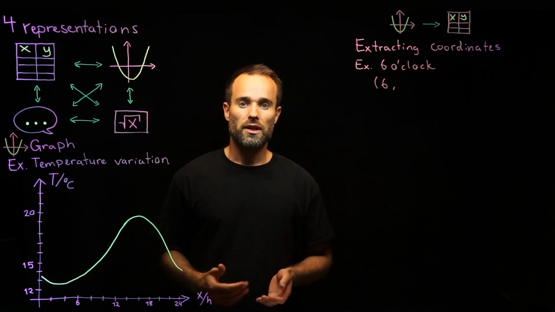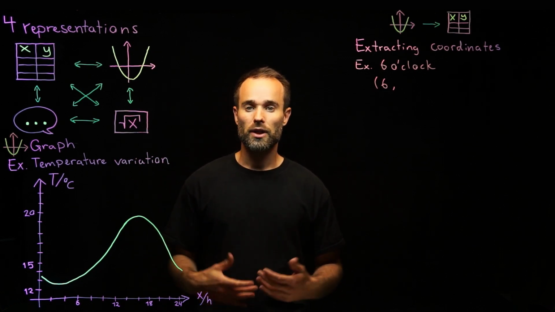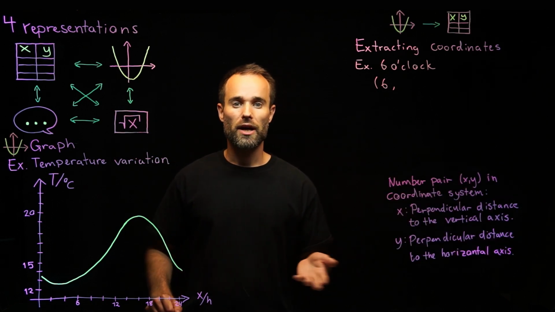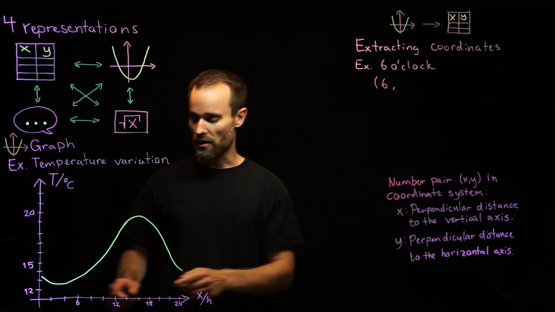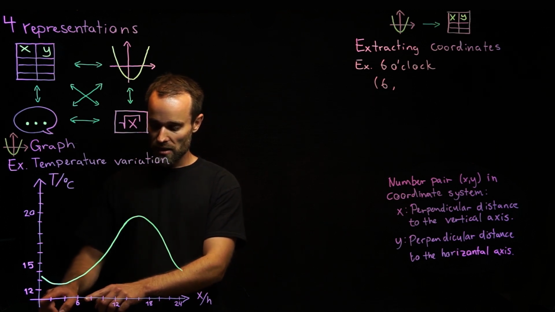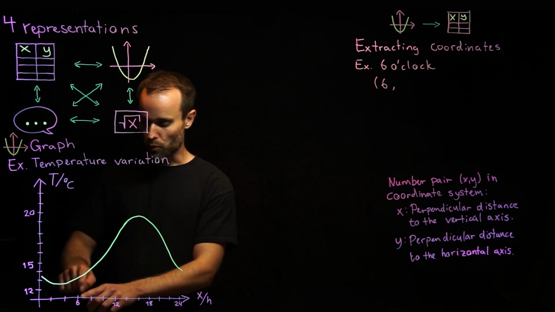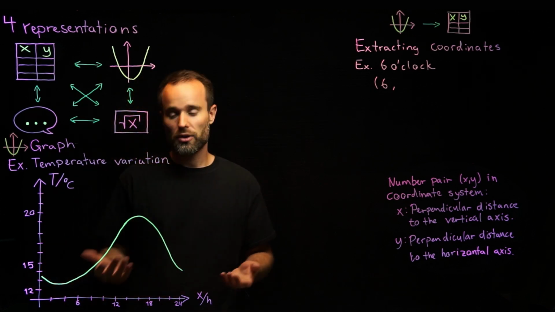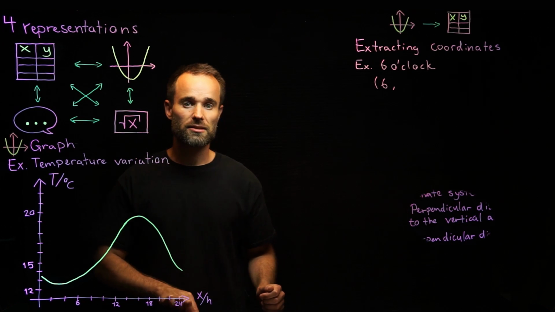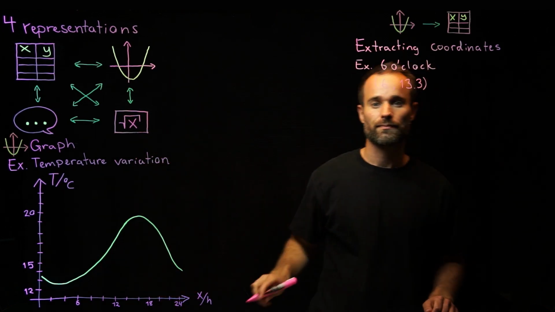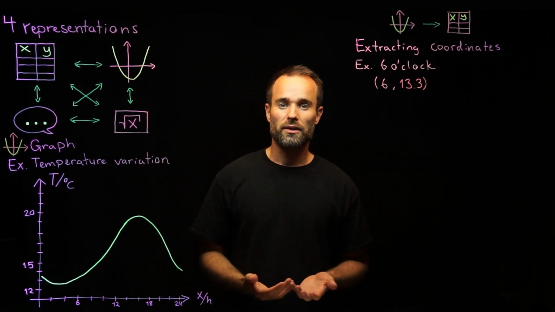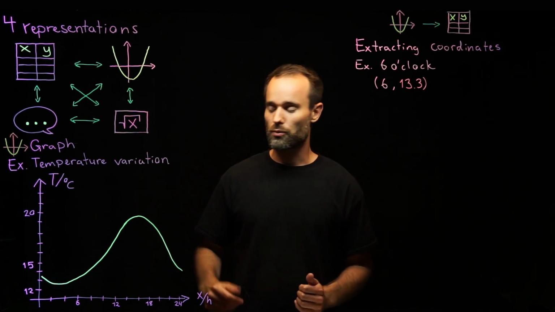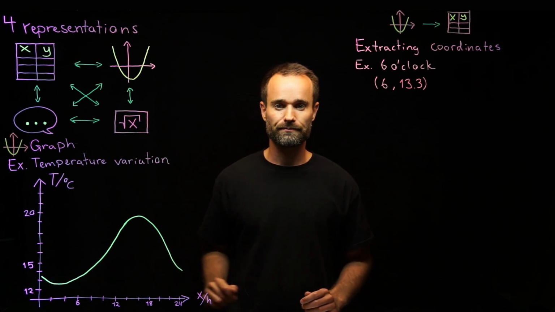If we want to know the temperature at 6 o'clock in the morning, we can extract the coordinates. Remember that the point we're looking for has the perpendicular distance x of 6 to the vertical axis and the perpendicular distance y of, shall we say, 13.3 to the horizontal axis. We can read the point to one decimal place, but it's hard to be more precise than that when reading off of a graph like this one.